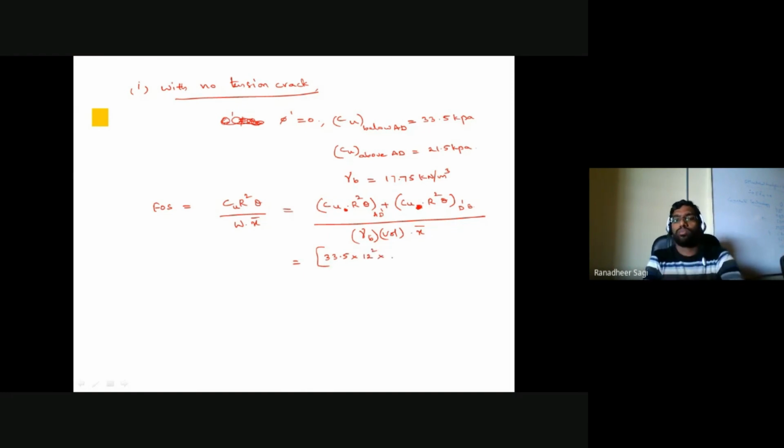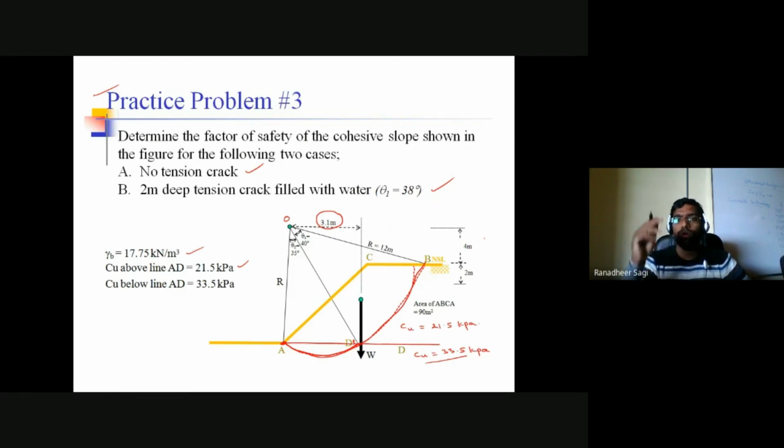Theta has to be substituted in terms of radians. So how do I convert the angle 35 degrees into radians? It is 35 into pi by 180, which gives me the angle 35 degrees converted into radians. Plus, now the second term, which is Cu into R square theta, is for the failure plane going from D dash point to B point.